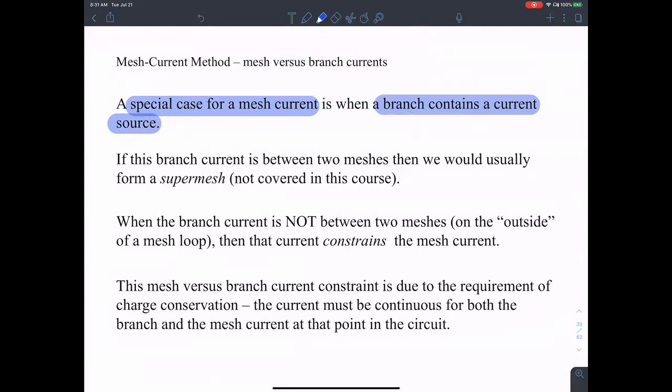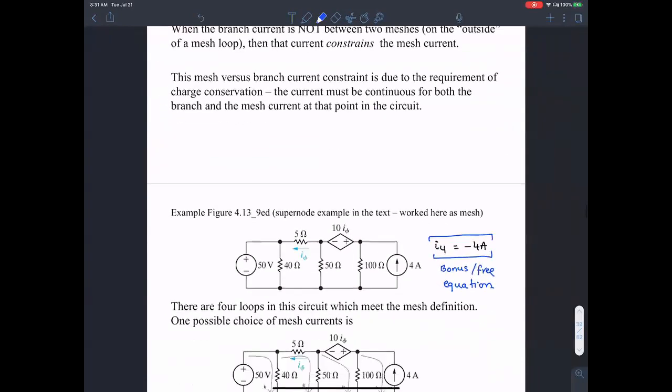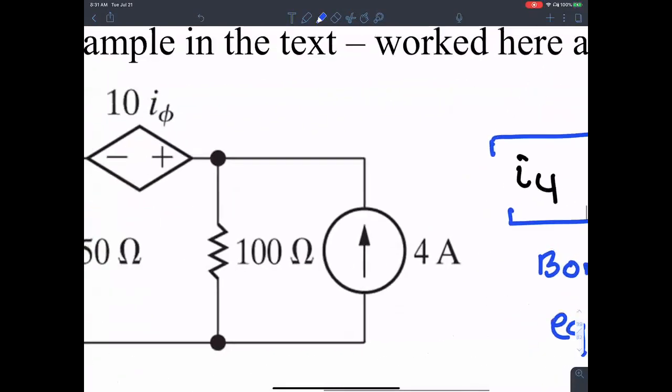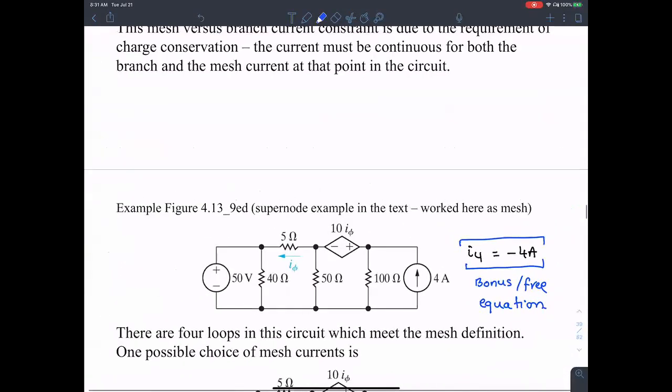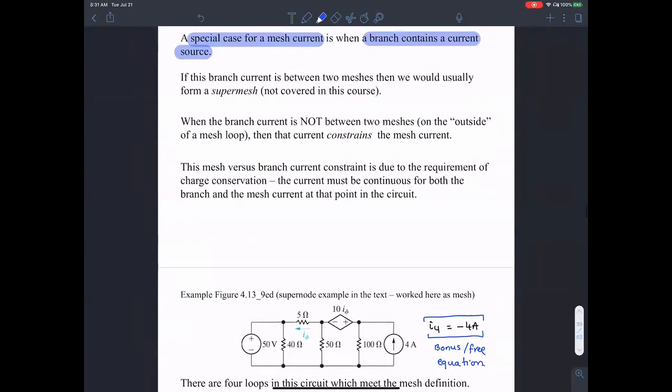And the concept that we are not going to look at in this class is the idea of a super mesh. If this branch current is between two different meshes, if this is shared between two different meshes, then we would usually form a super mesh. We don't talk about that in this class. Okay, but when the branch current is not between two meshes on the outside of the mesh loop, then the current constrains the mesh current. Okay, this current, okay, constrains the mesh current. That's simply saying there's a free or bonus equation.